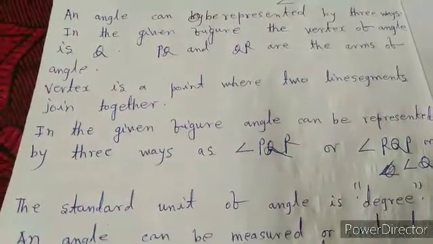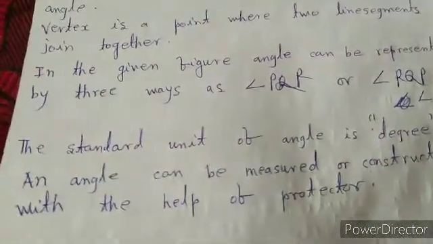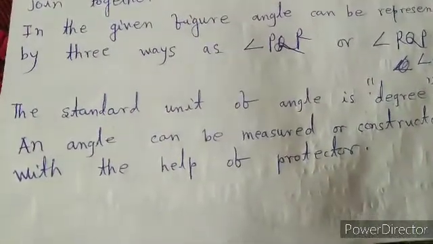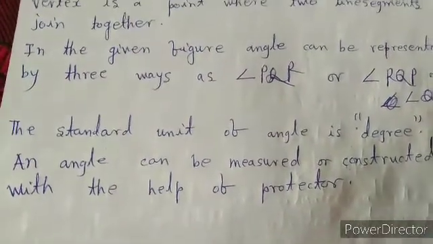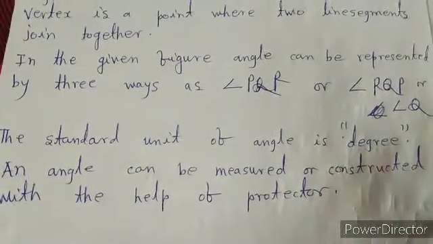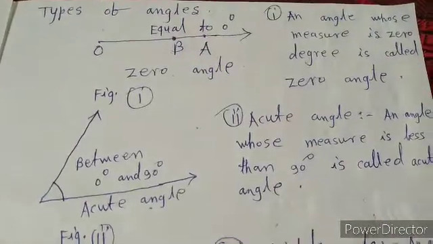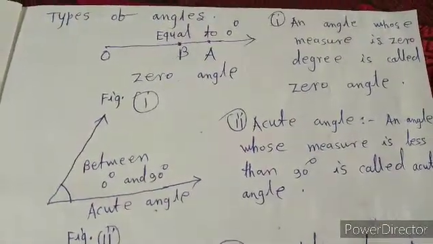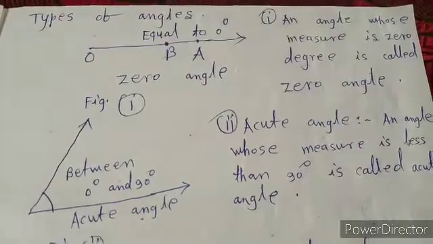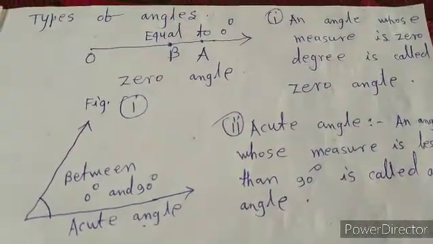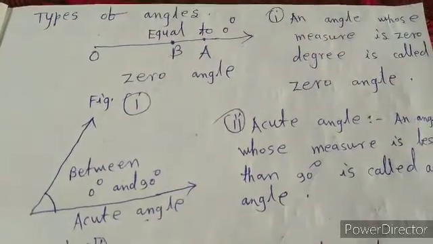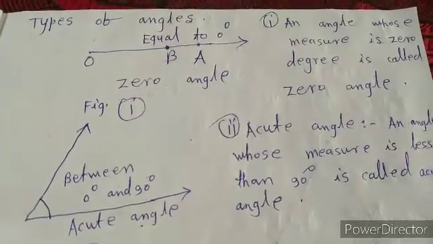The standard unit of angle is degree. An angle can be measured or constructed with the help of a protractor. Types of angles. An angle whose measure is 0 degree is called a zero angle. For example, in the given figure, the measurement of the angle between B and A is 0 degree, so this is called a zero angle.